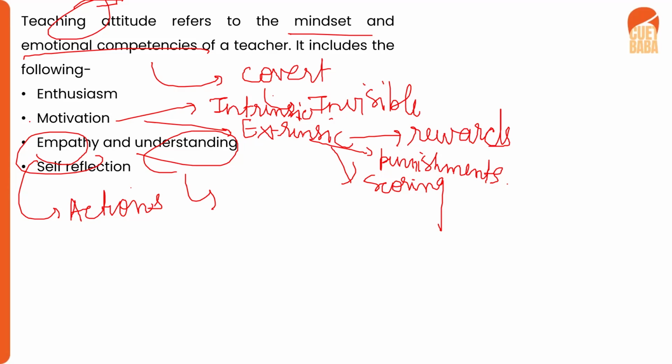Then finally, we have self-reflection. What does self-reflection mean? Reflection basically means introspection. So when I'm saying self-reflection or reflection, I mean that I'm introspecting into my own teaching. After the class or after the lecture, I'm introspecting into my own teaching, and then I'm looking into it and making certain amends so my teaching can be more effective. That is what we mean by self-reflection.